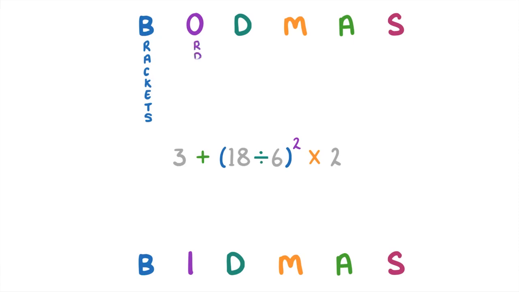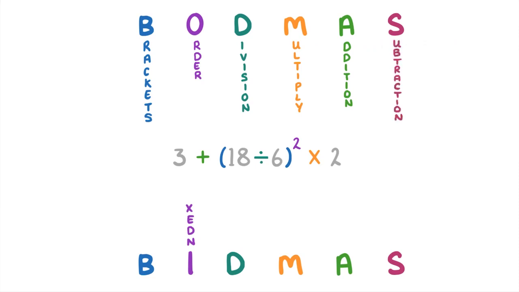Then we should look at the order, or index, which is the little raised number when you square or cube something, and is often called the power. Then any division, multiplication, addition, and finally subtraction.